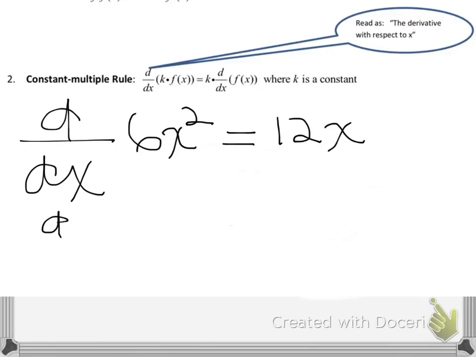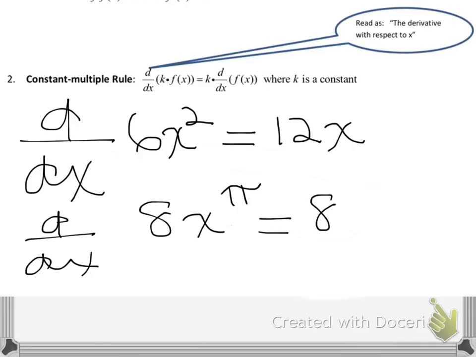If I say take the derivative with respect to x of, how about 8x to the pi, that derivative is 8 pi times x to the pi minus 1. Think about that for a minute. All right, that's our constant multiple rule, which you've already practiced with the power rule. The next one is going to be the sum rule.